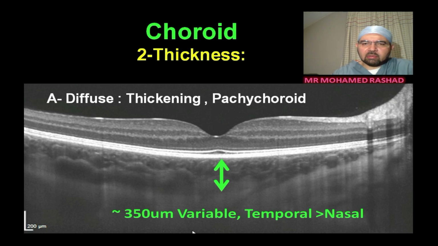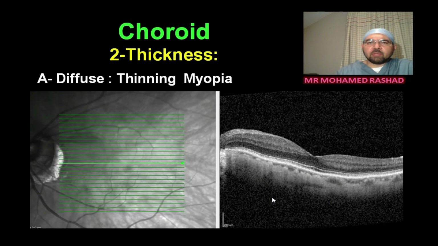Or you can roughly say that it is like the retinal thickness, but not in the center here, just on the paracentral area. So if you find that it is equal to the retinal thickness, this is not thickened, and it is temporally thicker than nasally. In myopia, it is thinned, and you see here, this is the end of the choroid here, so it is actually very thin.